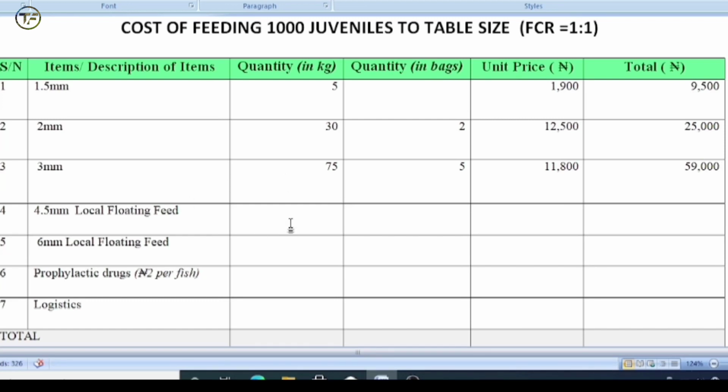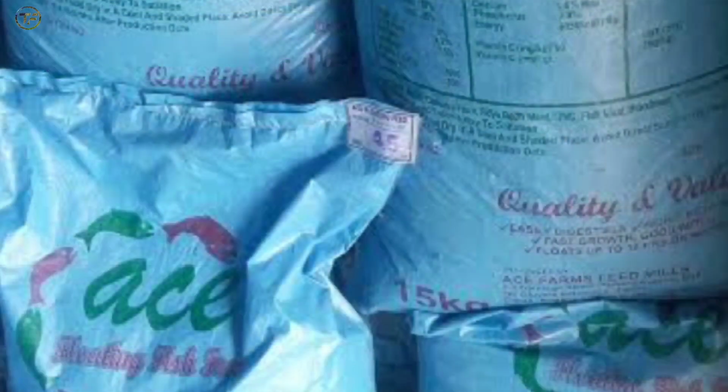Now we proceed to the local floating feed. For so many of us, we use different types of local floating feed. I'm not referring to sinking, I'm referring to floating. There's this brand I really love so much, and I'm going to be using their price for this calculation. The brand is Ace Feed, ACE. If I have a picture, I'm going to insert it.